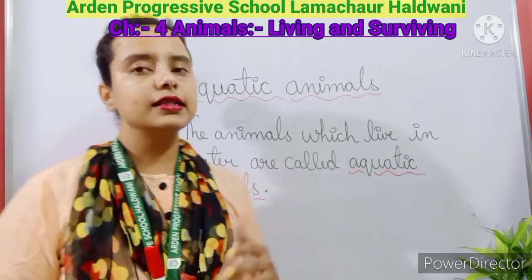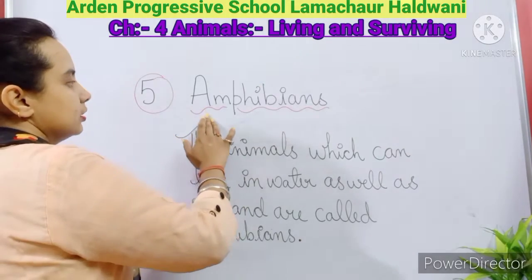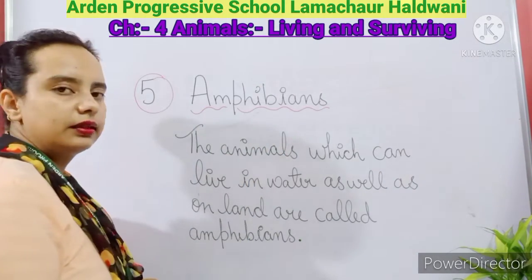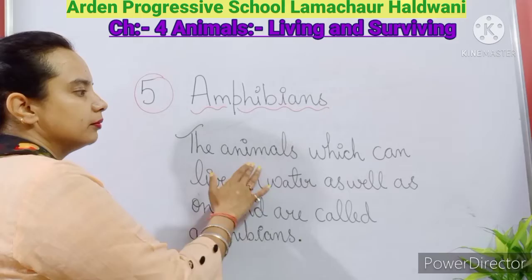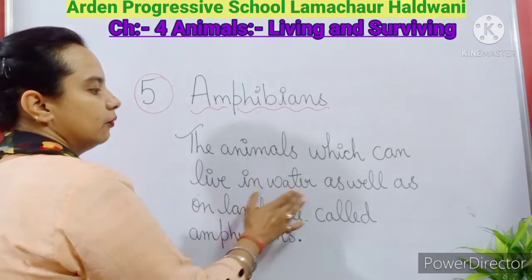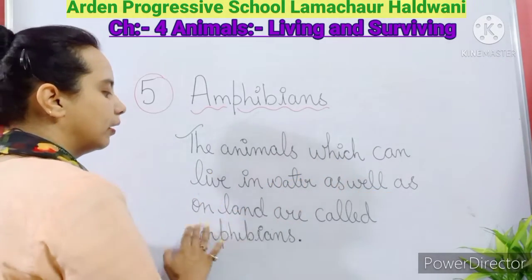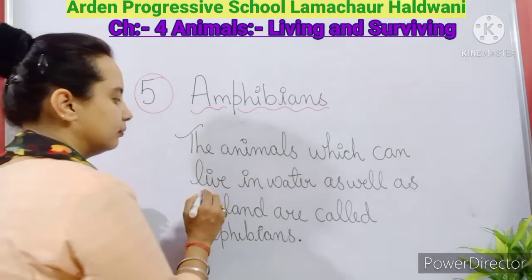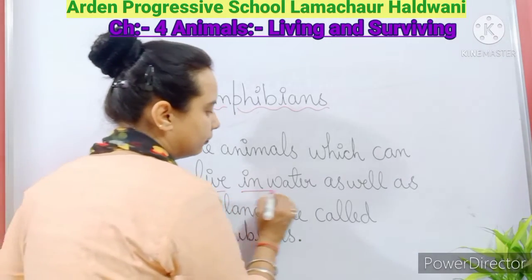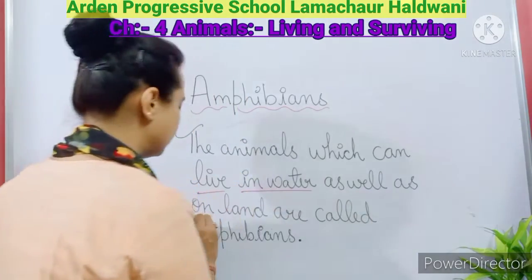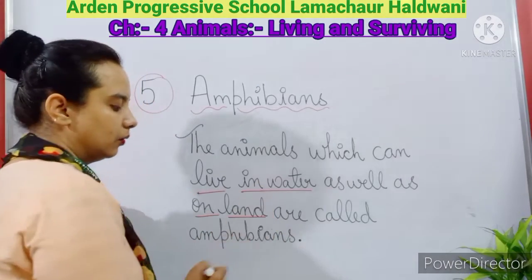Now next is amphibians. Now let's see what an amphibian is. The animals which can live in water as well as on land. Means the animals which can live in the water as well as on the land are known as amphibians.